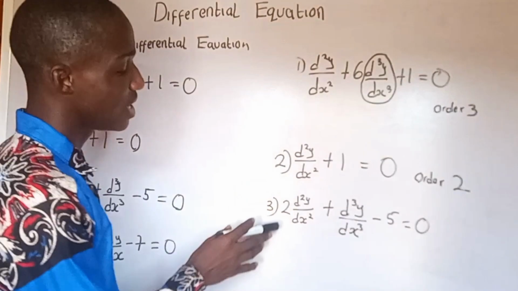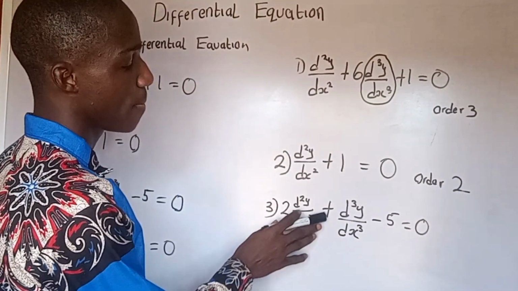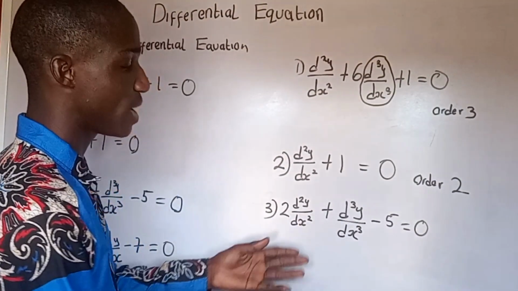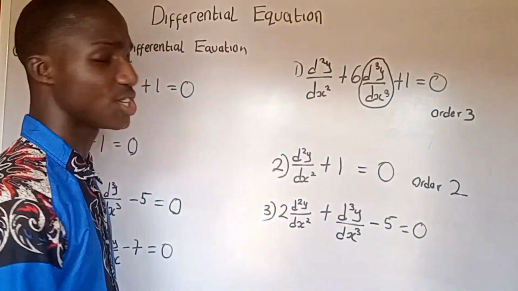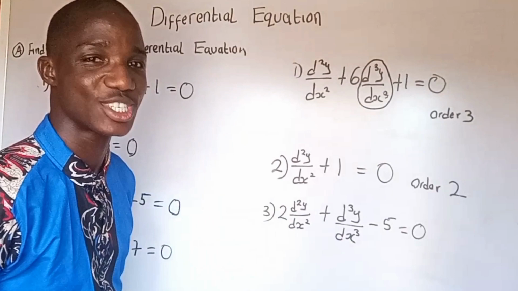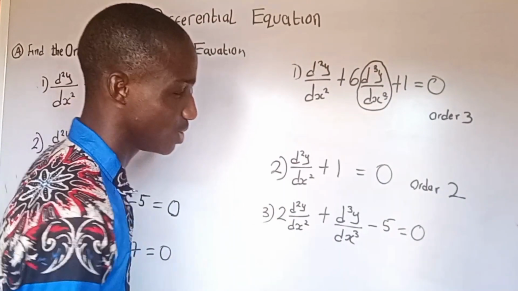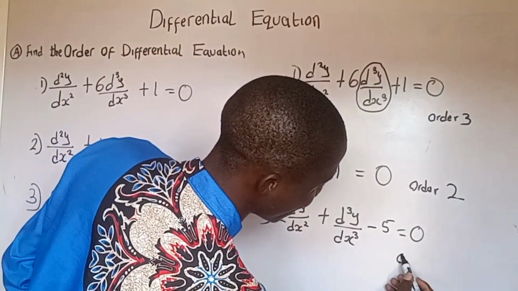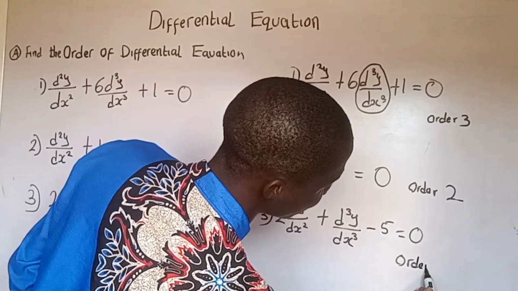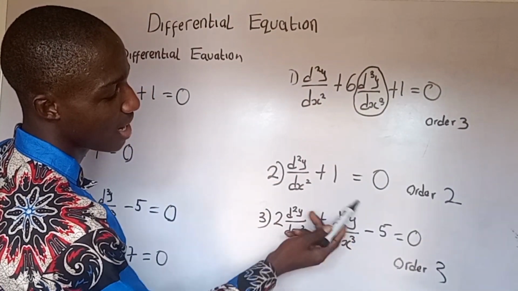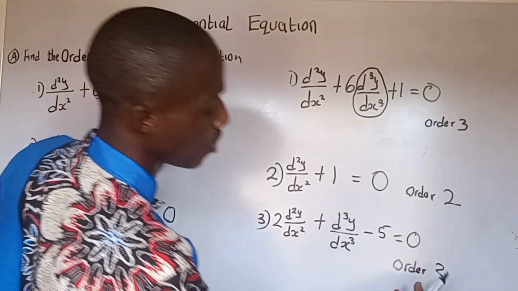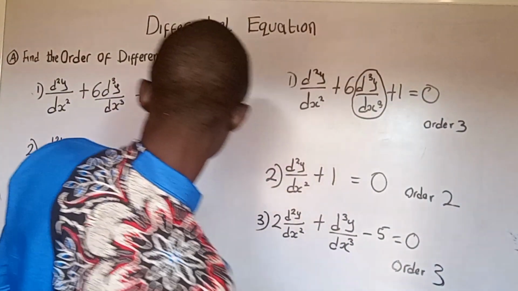Okay, question 3, we have d²y/dx² + d³y/dx³ - 5 = 0. Now, look at this differential equation. What is the order of this differential equation? You will agree with me that the order is 3 here. The order is 3 because this is the highest derivative and the order here is 3. So the order of this differential equation is 3.